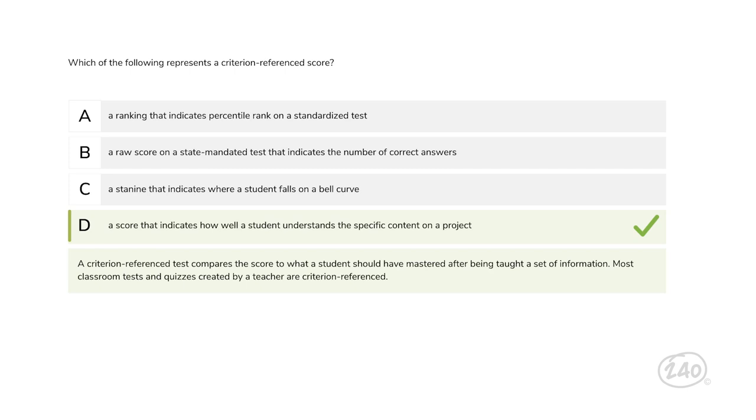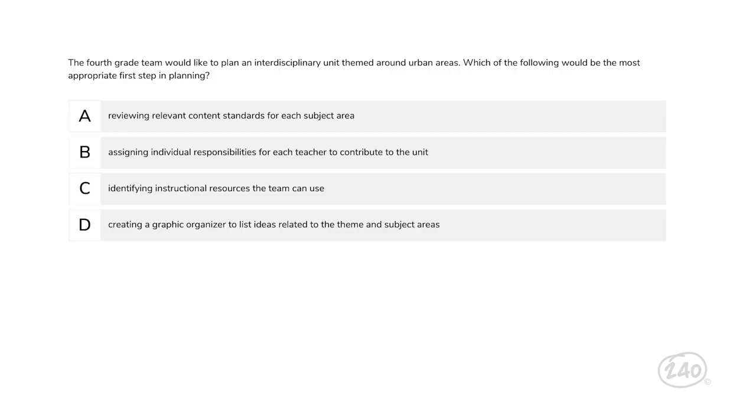A criterion reference test compares the score to what a student should have mastered after being taught a set of information. Most classroom tests and quizzes created by a teacher are criterion referenced. Great start. Now let's think about understanding instructional planning procedures. The fourth grade team would like to plan an interdisciplinary unit themed around urban areas. Which of the following would be the most appropriate first step in planning?